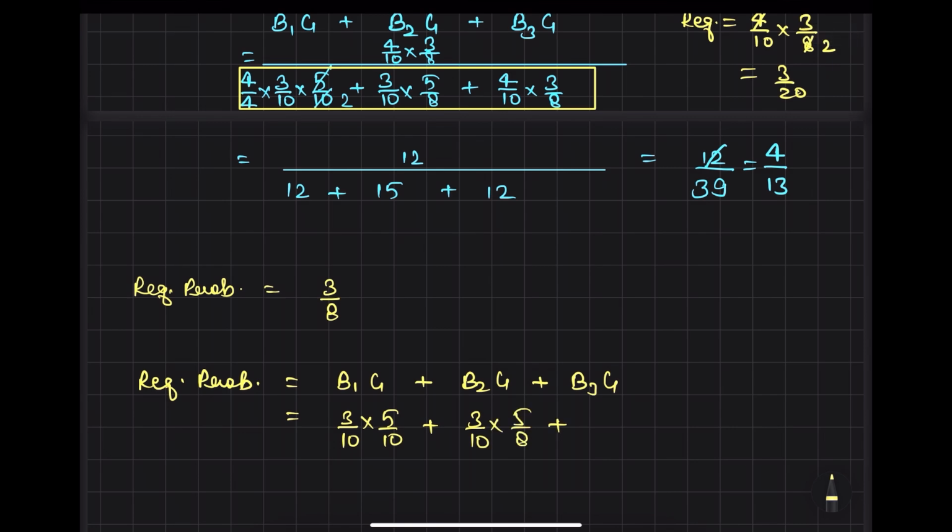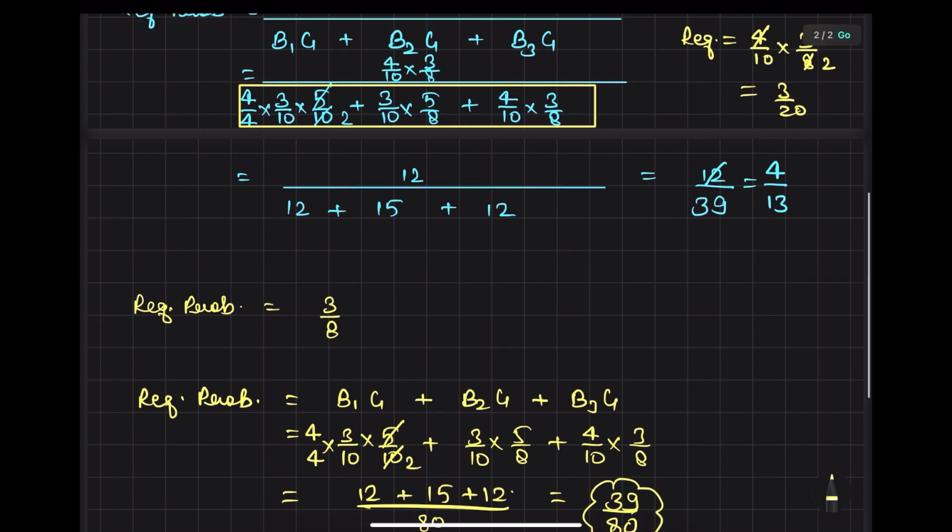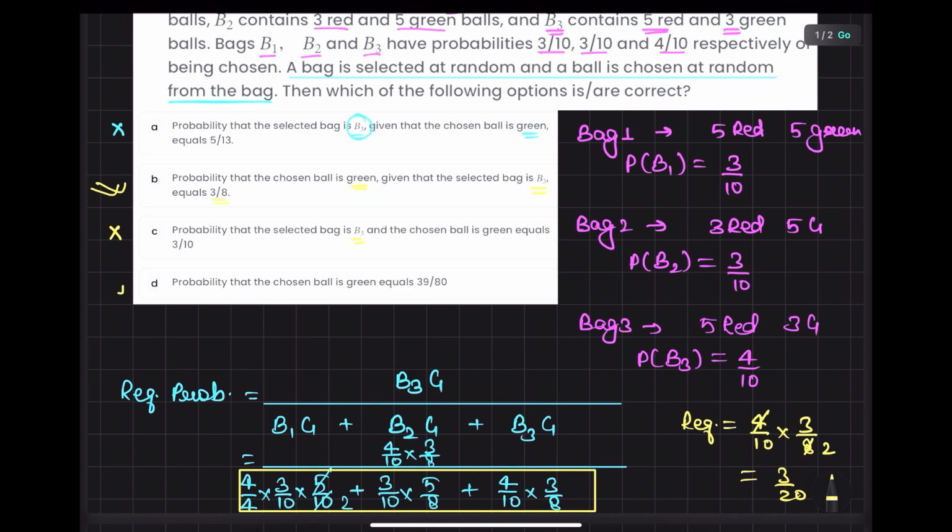The probability of selecting bag B3 is 4 by 10, and the probability of getting a green ball is 3 by 8. We simplify this, and to make the denominator 80 we multiply by 4 and 4, so we have 12, 15, and 12 again, and the denominator is 80. So you can write it as 39 by 80. According to us, the answer is 39 by 80. According to them also it is correct. So the correct options are B and D.